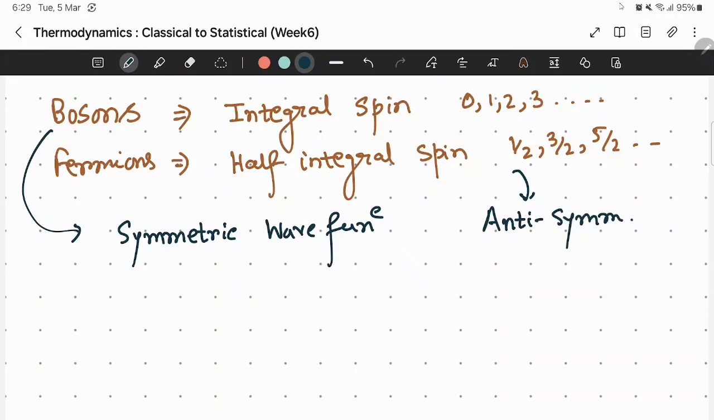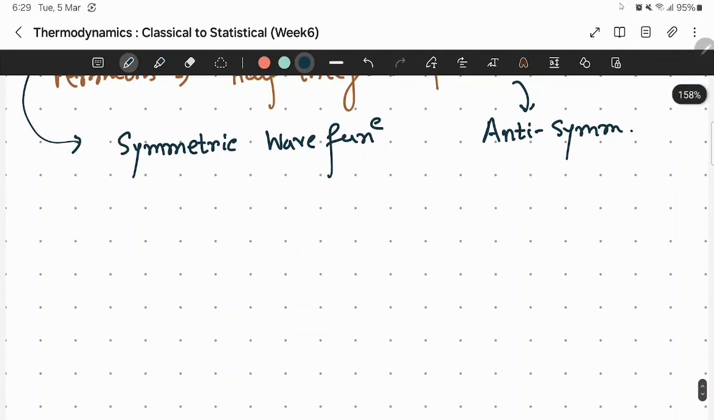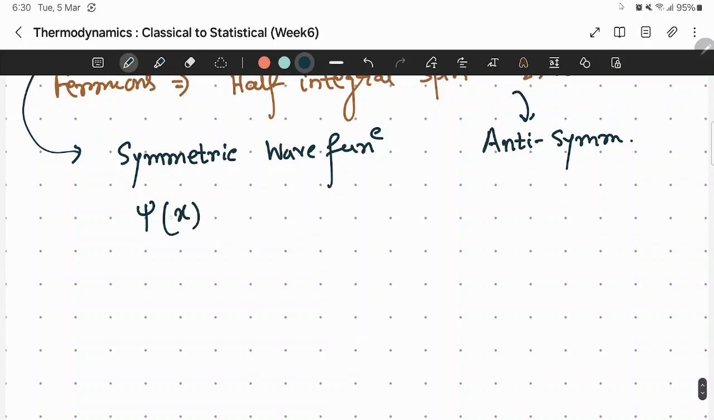Antisymmetric wave functions. If it is a boson, and psi is the wave function of some x, then if you reverse it to minus x, it should equal psi of x. This means symmetric. Antisymmetric means if it is minus x, it should be minus psi of x.